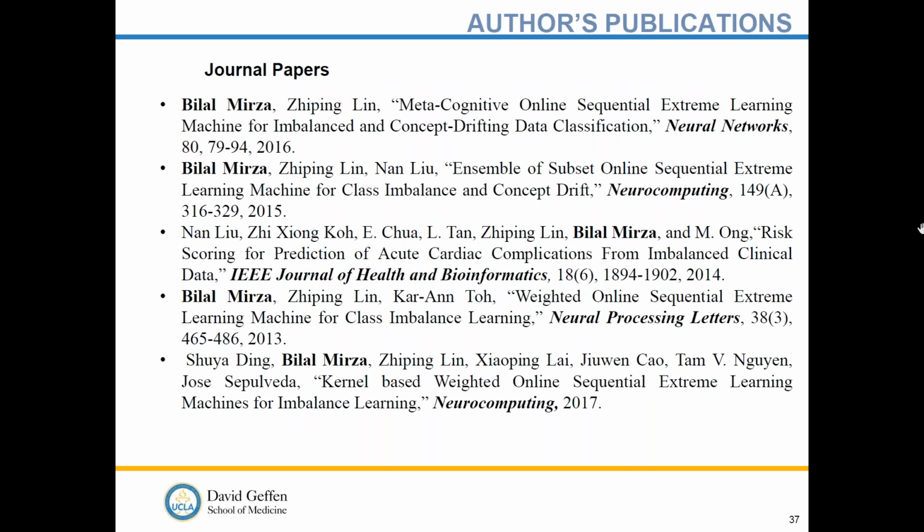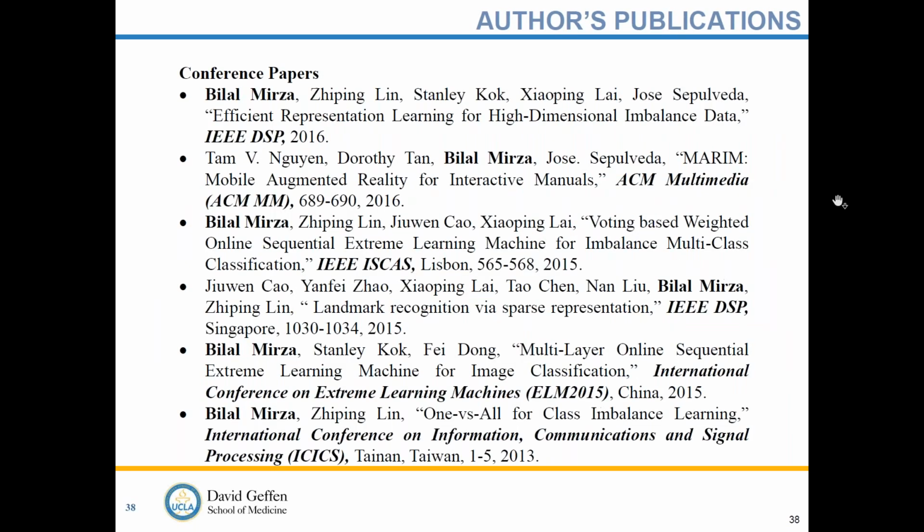So these are the journal papers related to the proposed methods. These are some conference papers.